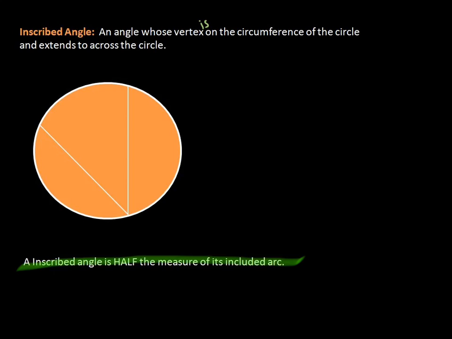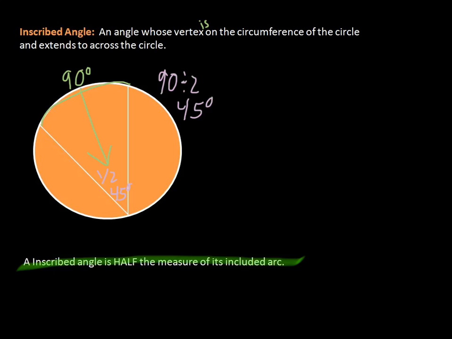So what that means is that if this arc right here is, let's say, about 90 degrees of the circle, well, this down here is half of that. So that would make this 90 divided by 2, or 45 degrees. So our inscribed angle down here is 45 degrees.